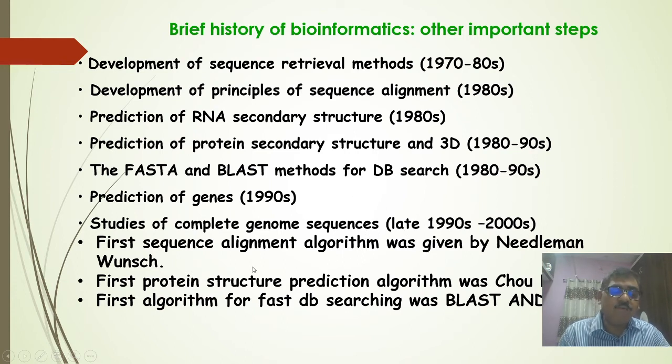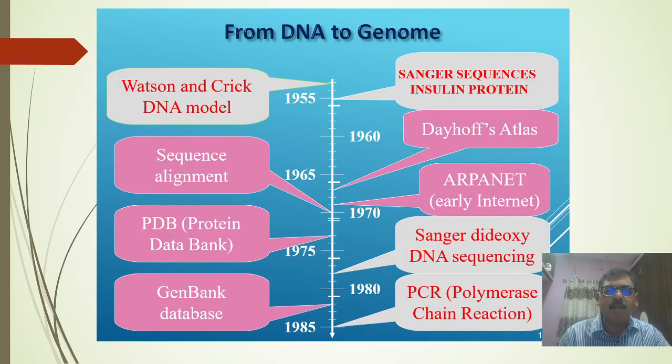Then the study of complete genome sequences in the late 90s to 2000. The first sequence alignment algorithm was given by Needleman and Wunsch, and the first protein structure prediction algorithm was Chou and Fasman. The first algorithm for fast database searching was BLAST and FASTA. This is in brief the important steps of how bioinformatics developed.